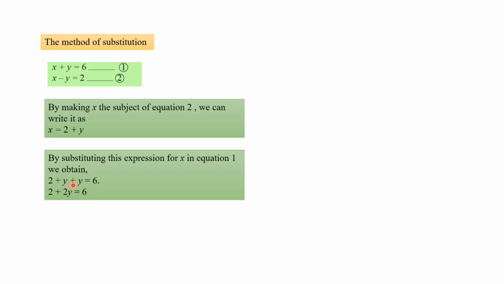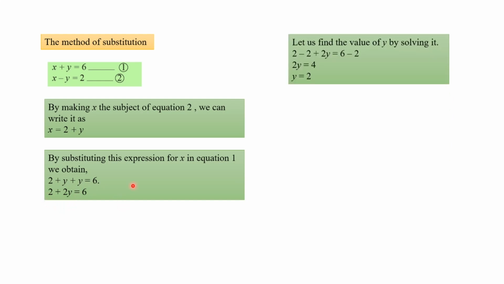Now you can see my equation is linear. That means my equation is a simple equation, and it is very easy to solve. How do you solve this one? You bring the plus 2 to the other side, or you can subtract 2 from both sides. Then it becomes 6 minus 2, which is 4, and 2y. Then divide both sides by 2, and it comes y equals 2.